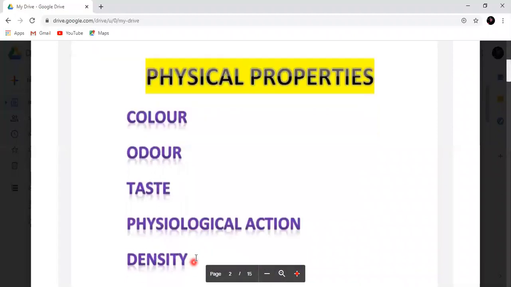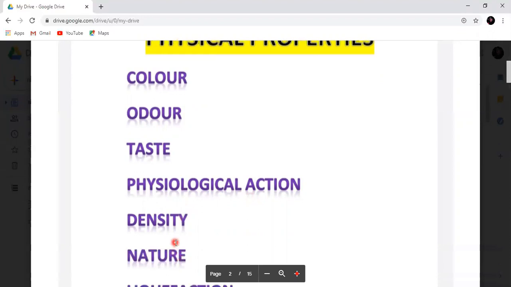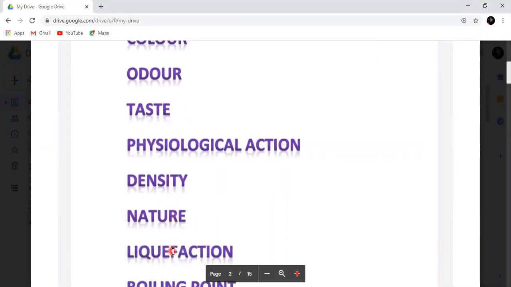Physiological action: it is non-poisonous in nature, but if it is taken in large amounts, it will affect the heart. It stimulates the heart when it is inhaled in large quantity. Generally, when we inhale it, it affects the respiratory system and brings tears to the eyes. Density: lighter than air. Its vapor density is 8.5. Nature: alkaline nature, we have already studied it.